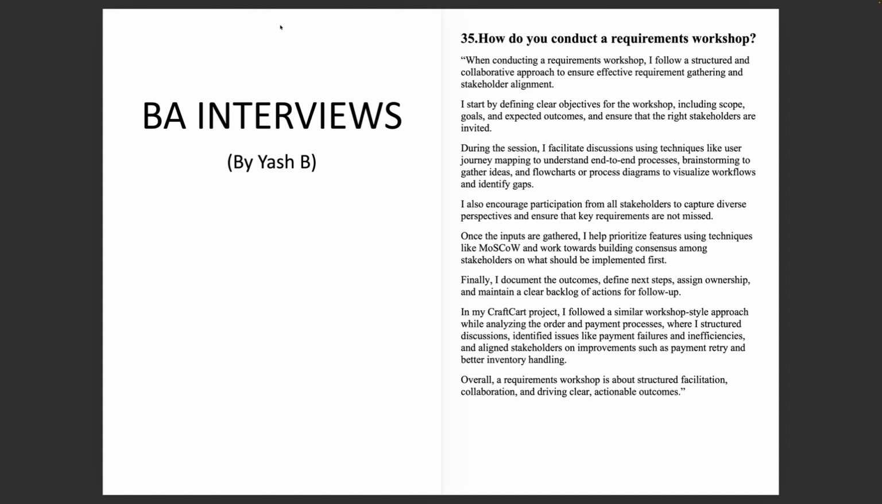So I hope you understand all the 5 steps. First step is defining objectives. Second is to prepare materials. Third is to facilitate the workshop. Fourth is to identify gaps and priorities. Fifth is document outcomes. Overall, a requirements workshop is about structured facilitation, collaboration, and driving clear, actionable outcomes.